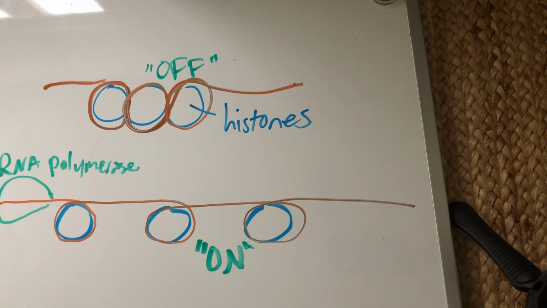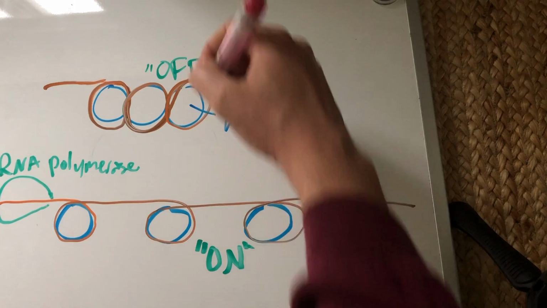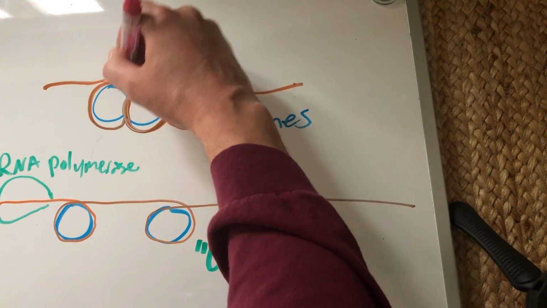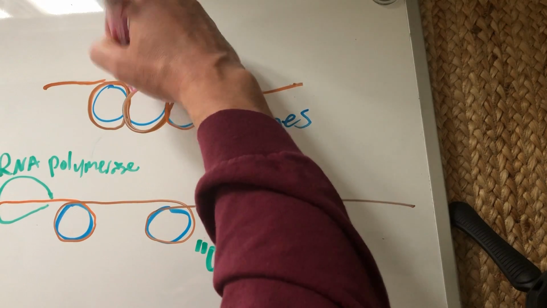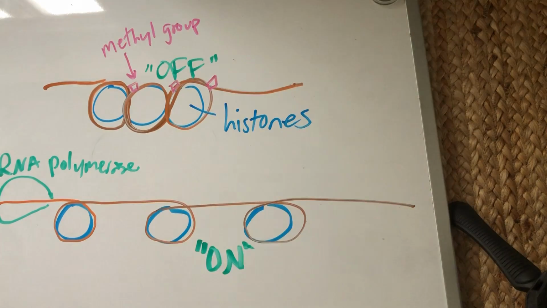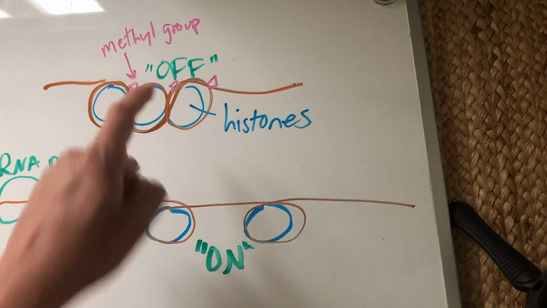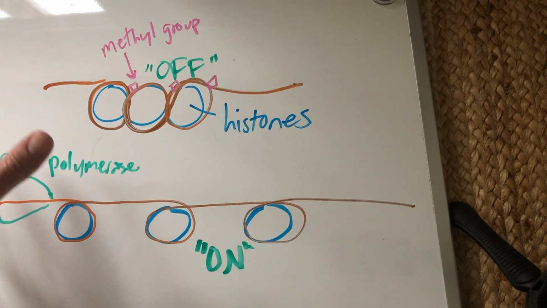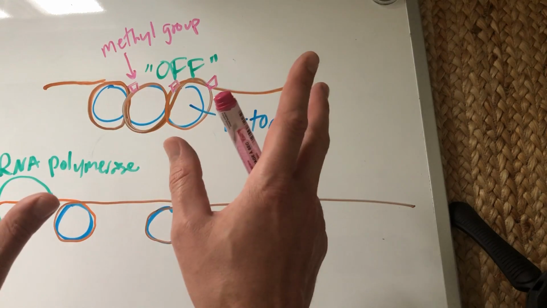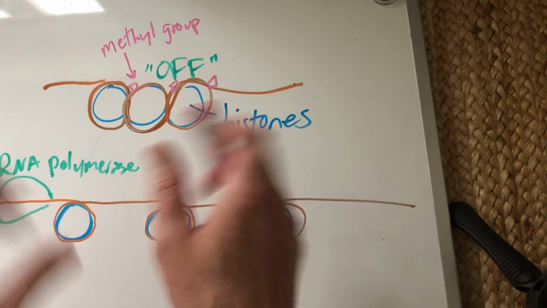Now, one detail I'll add is that small chemical tags called methyl groups will bind directly to the DNA, right? So this little pink box here is a methyl group, small functional group, small molecule. Methyl groups will bind to the DNA. So when we see that DNA is methylated, that really means the histones are tight together and the gene is off, inaccessible to RNA polymerase.